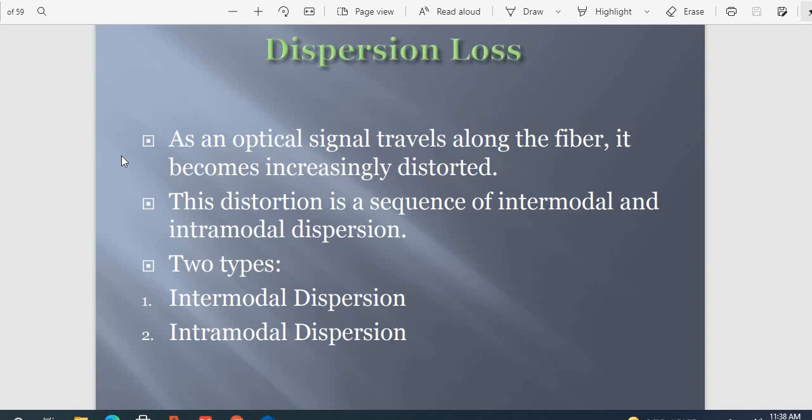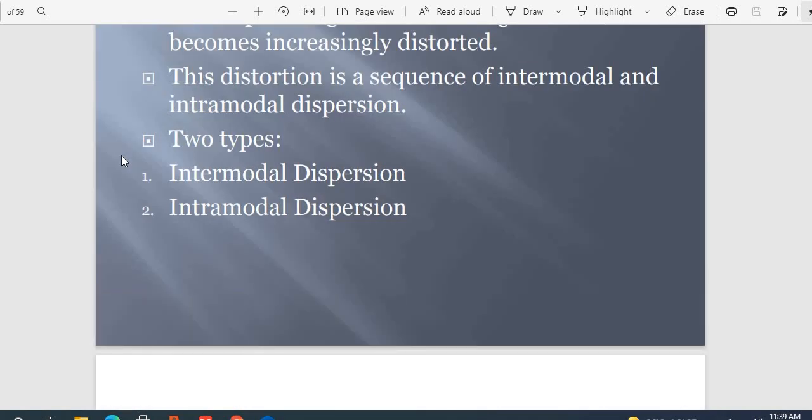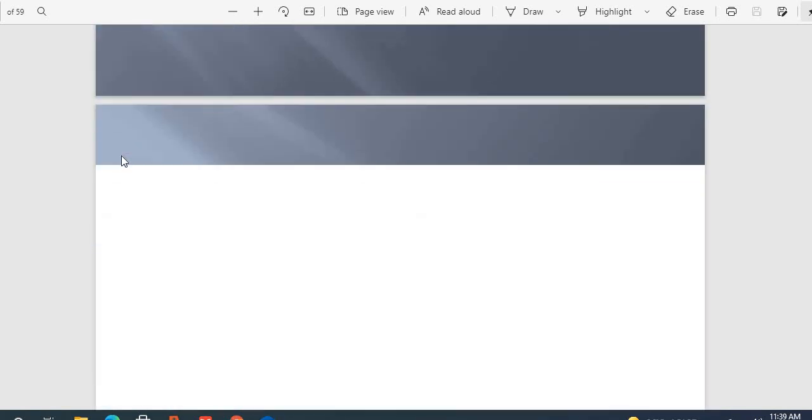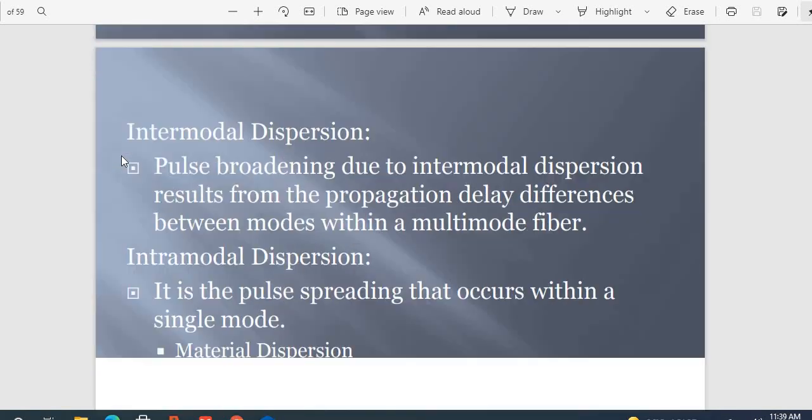So first, dispersion loss is all about the increasing distortion of the signal we pass through the optical fiber. Because of the fiber itself, we get this distortion, which is called dispersion loss. This distortion is a consequence of intermodal and intramodal dispersion. So what are these two types? We are going to see how intermodal and intramodal dispersion arise.